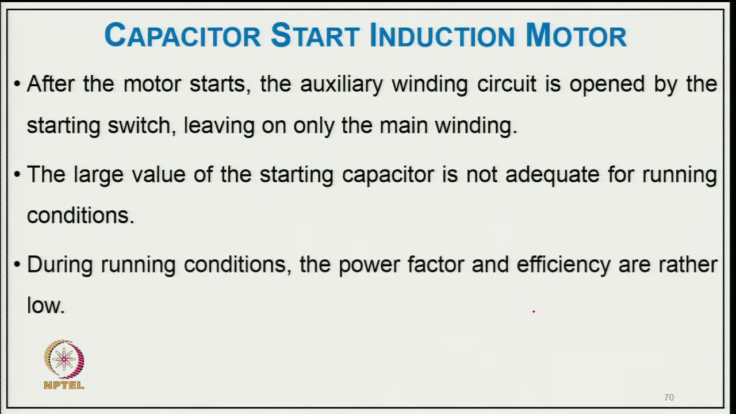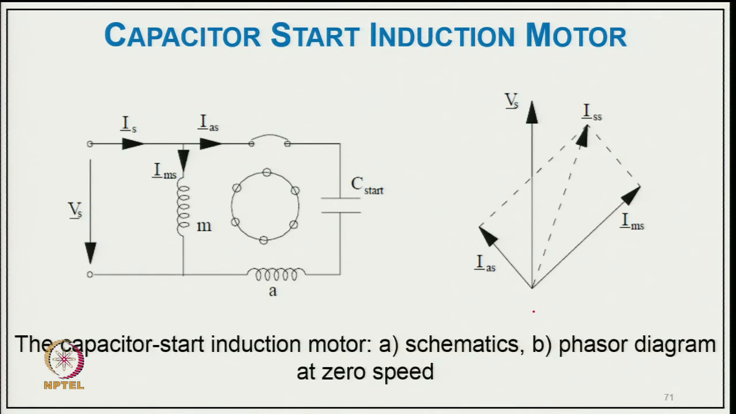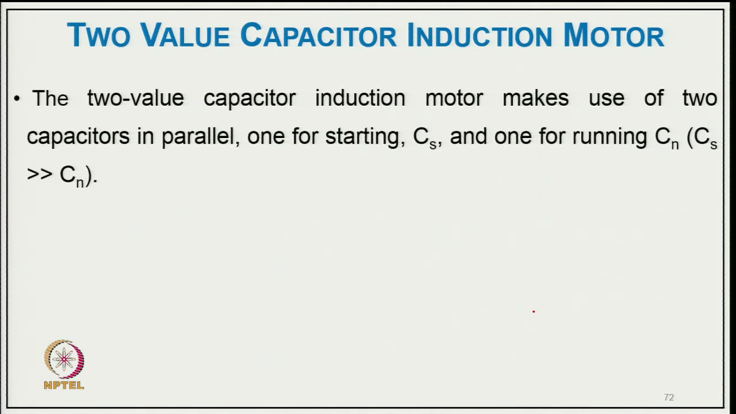So, during running condition power factor and efficiency are low, and this is typically the example of capacitor start. Initially the capacitor is connected at starting, the angle between the main winding current and auxiliary winding current is 90 degrees, and the net supply current is slightly lagging. But the capacitor is cut out by the centrifugal switch after the motor comes to 75% speed. The two value capacitor induction motor makes use of two capacitors in parallel, one for starting and one for running.